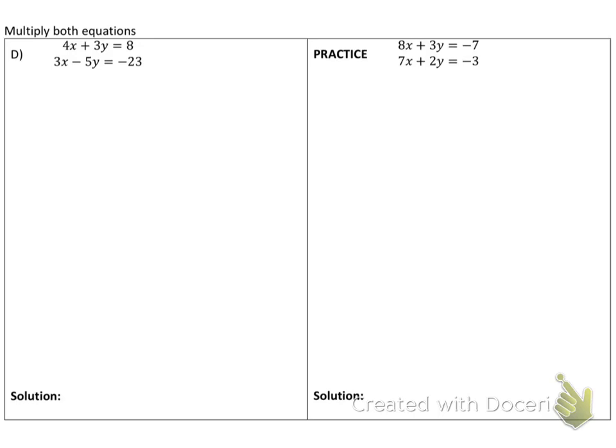What happens if we need to multiply both equations? Notice the coefficients of x in example D: you have 4 and 3. You just have to determine what variable you want to eliminate. It doesn't matter which one, but let's say I want to eliminate the x's. What number do 4 and 3 both go into? Well, 4 and 3 both go into 12. So how do I make 4 become 12? I've got to multiply it by 3. So I'm going to multiply the entire top by 3.